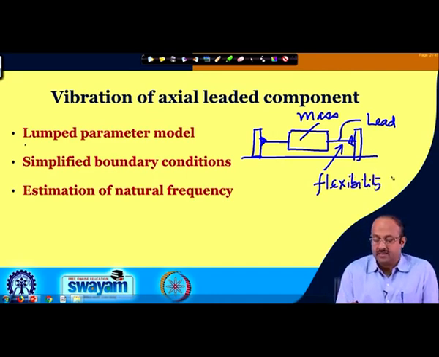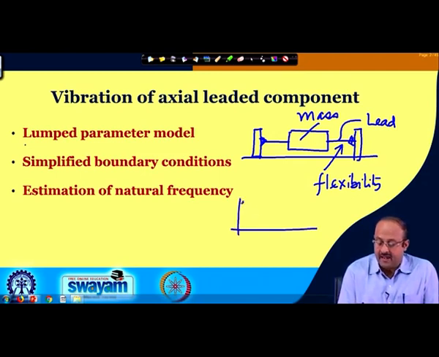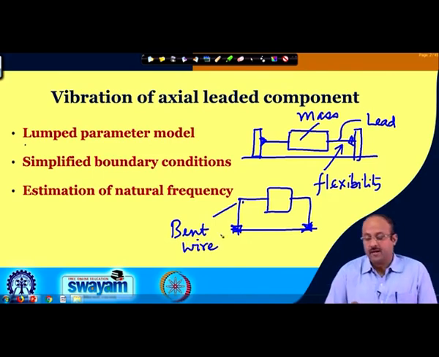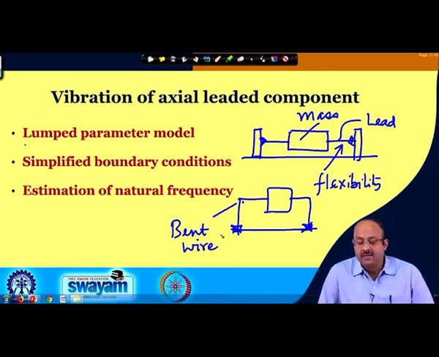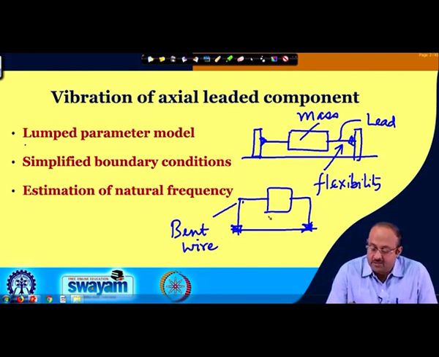There may be other situations, like we have the PCB and this is actually similar thing, and the soldering is done over there. So, this is the bent wire or bent lead. Two things. So, the analysis of this one will be much more complicated compared to this.